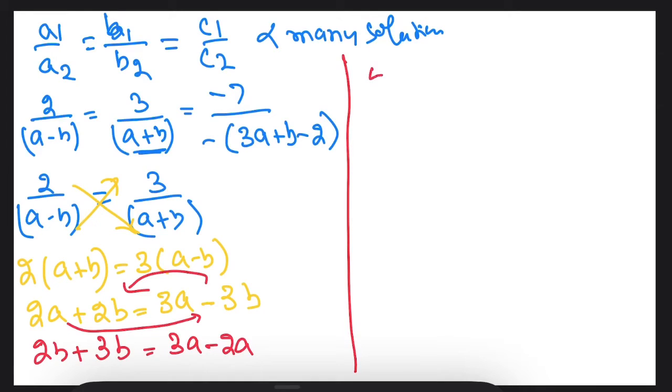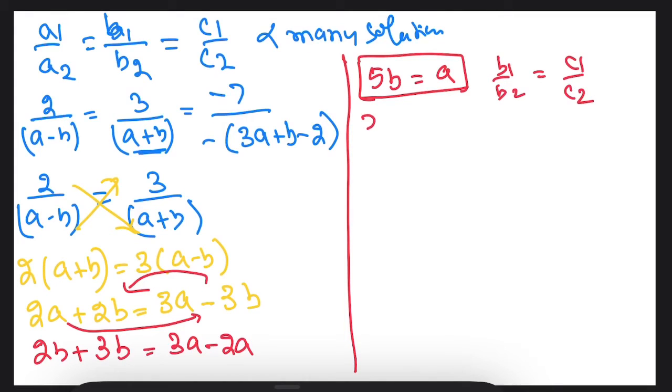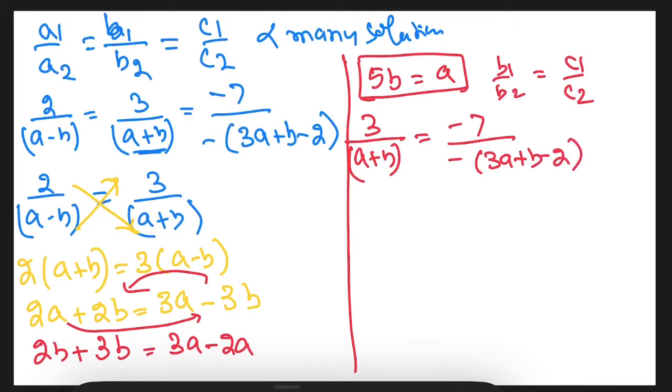Now 5b equals a, so this is our a value. Okay, now let us do these two. b1 upon b2 equals c1 upon c2. We shall do 3 upon a plus b equals minus 7 upon minus 3a plus b minus 2. Here the minus and minus got cancelled.